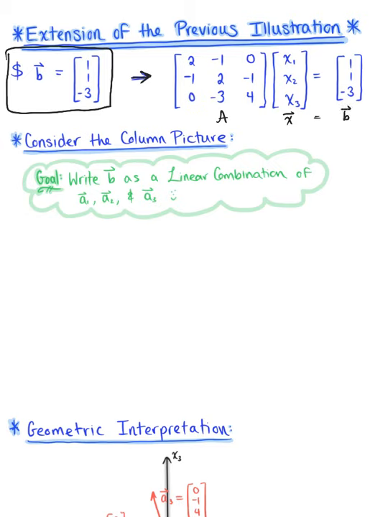So I want to consider the column picture of this new linear system. Again, let's keep in mind, what is the goal of our column picture? Well, the goal is to write this new vector B as the correct linear combination of the columns of matrix A. So the column vectors are vector A sub 1, vector A sub 2, and vector A sub 3.